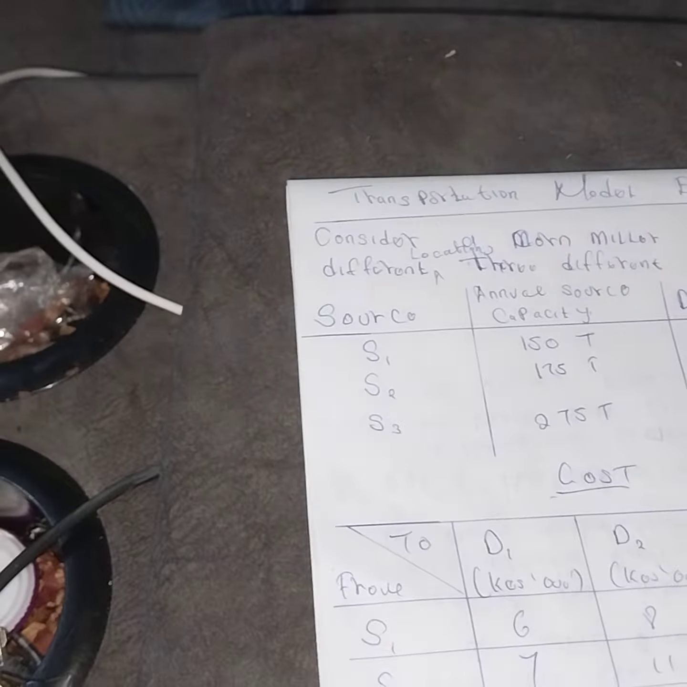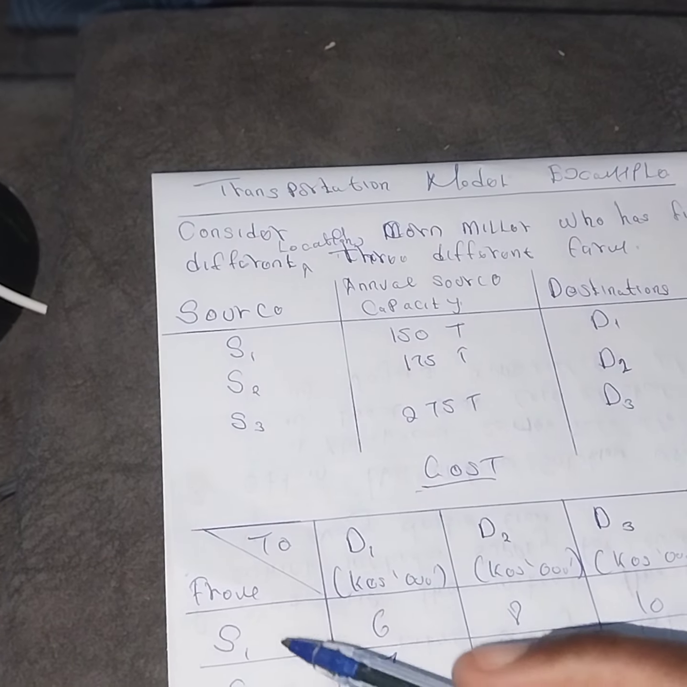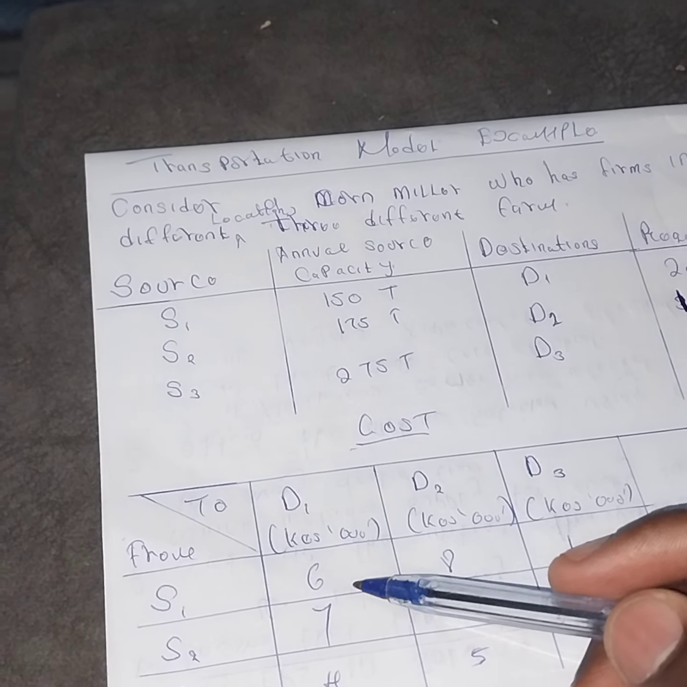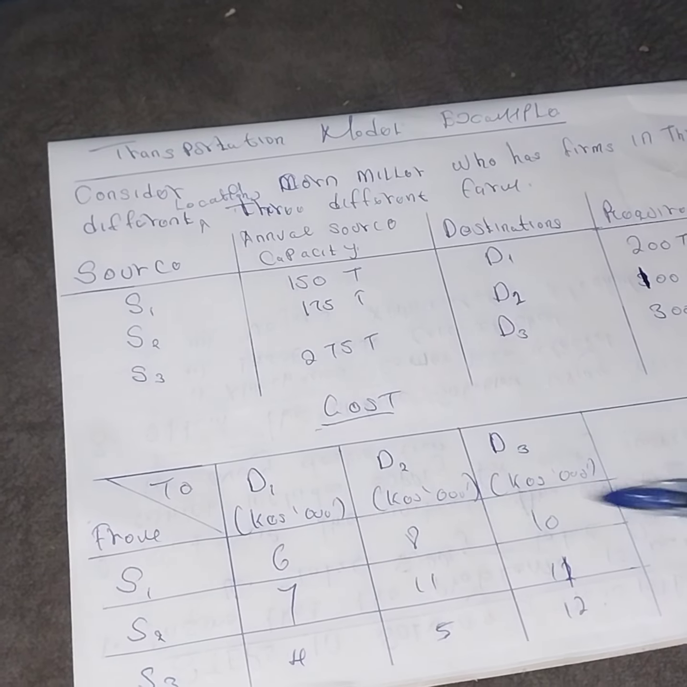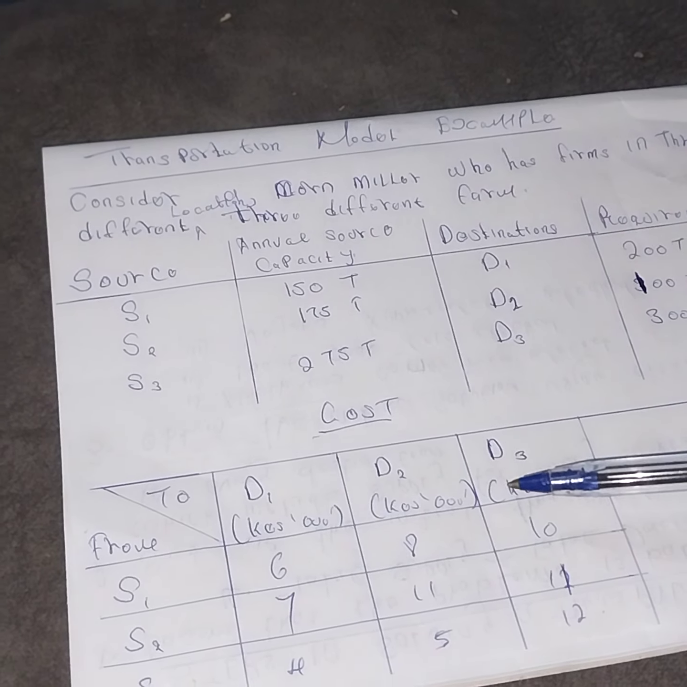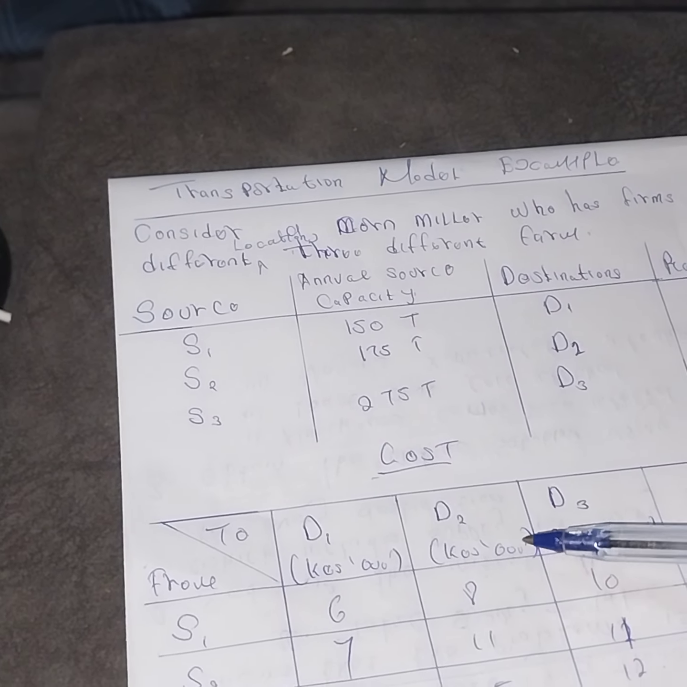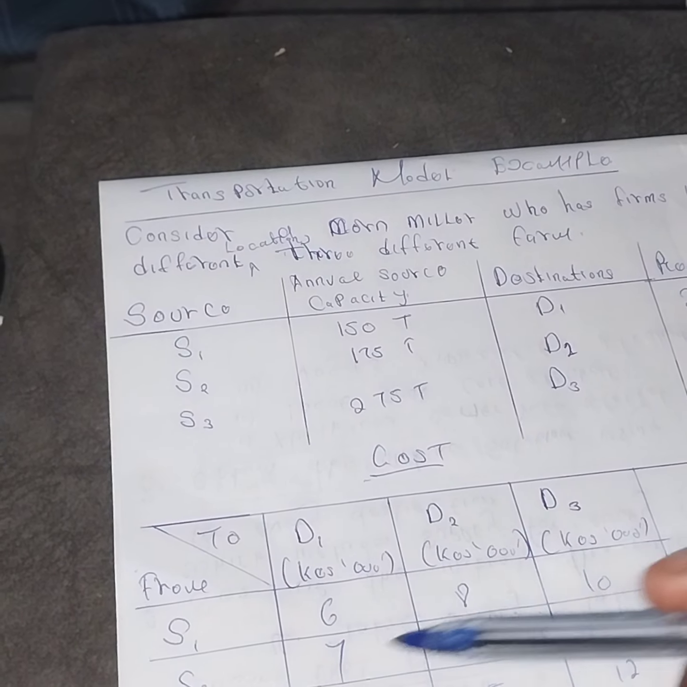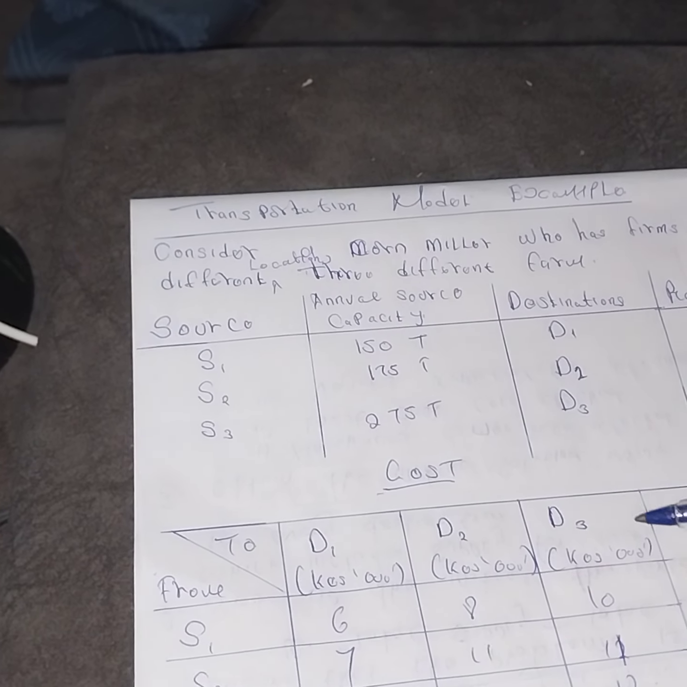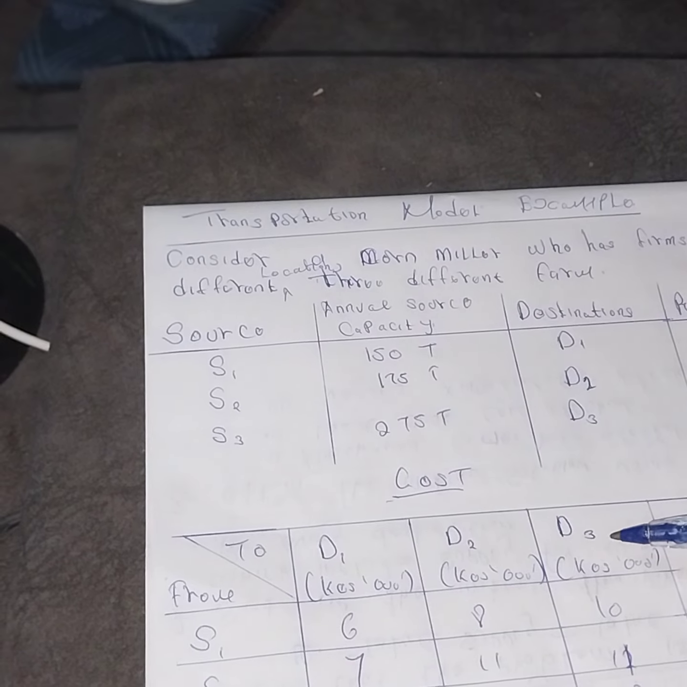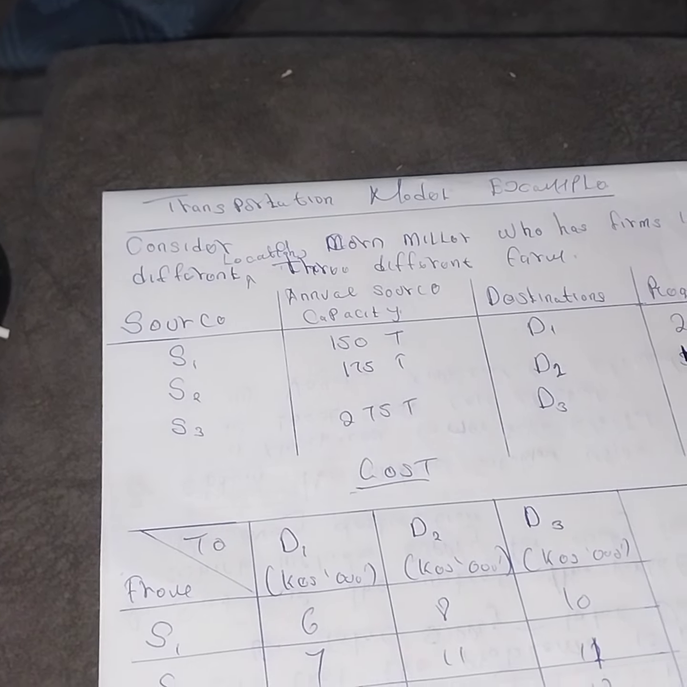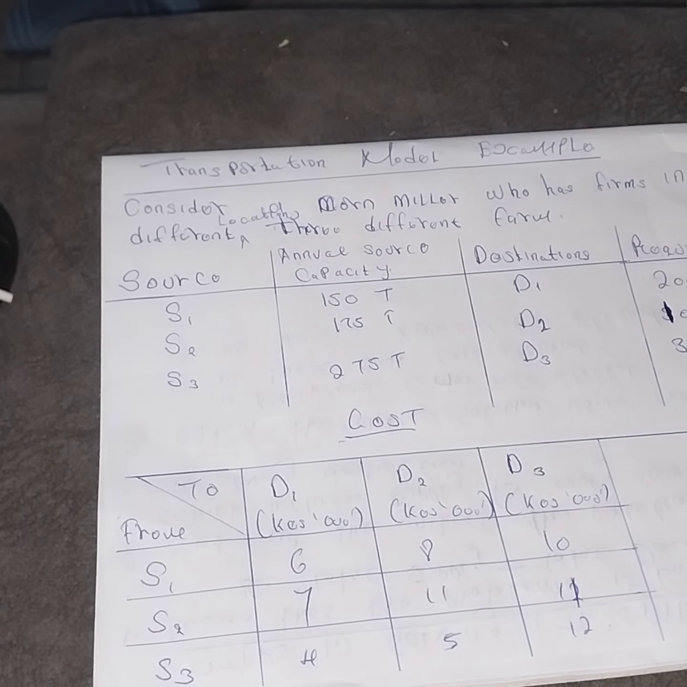The cost of transporting from source 1 to destination 1 is 6,000 Kenyan shillings per unit. The cost of transporting from source 1 to destination 2 is 8,000 Kenyan shillings, and the cost from source 1 to destination 3 is 10,000 Kenyan shillings, and so forth for each source and each destination.